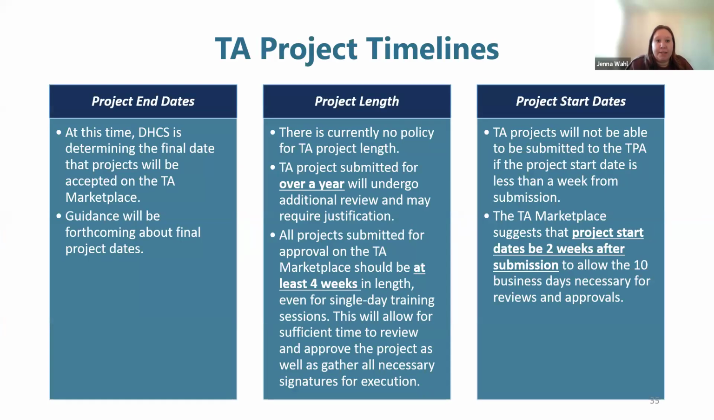So TA project timelines. We have seen a few questions in the chat about different items regarding timelines. At this time, DHCS is still determining the final date that projects will be accepted on the TA Marketplace. Guidance about final project dates will be forthcoming. It is important to note that the waiver period does end in December of 2026. For project length, currently there is no policy regarding a TA project's length. However, if a project is submitted for over a year, that will go under an additional review and may require some justification for that extended period of time.